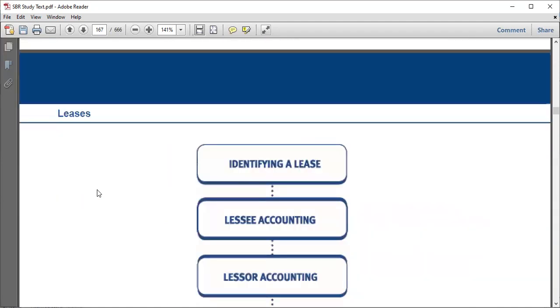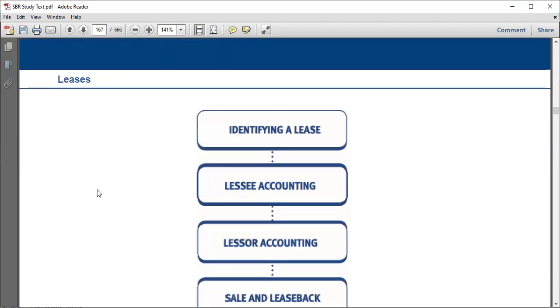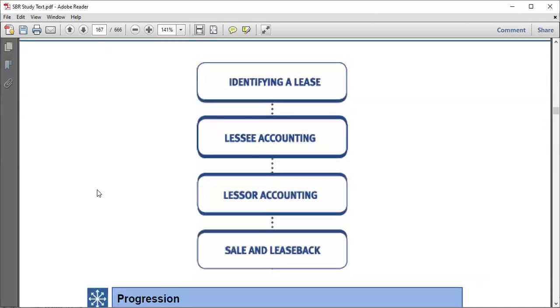Okay. So actually, defining a lease, let's see lessee accounting. As you see, the lessor accounting. I'm repeating for the last time. When dealing with lessee accounting, there is no need to distinguish between operating lease and finance lease. But when dealing with lessor accounting, you really need to distinguish between operating lease and finance lease.